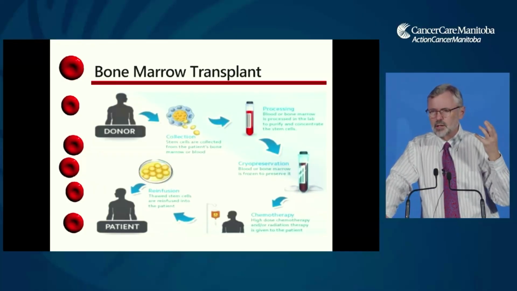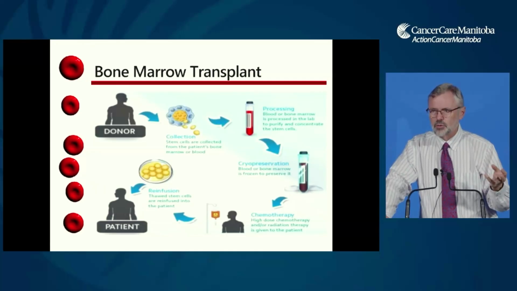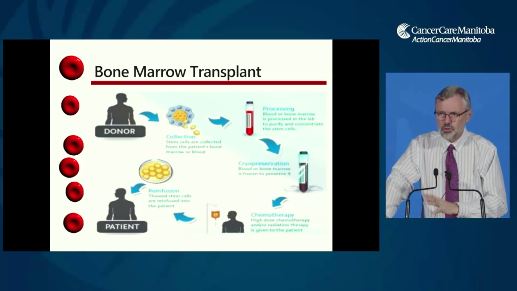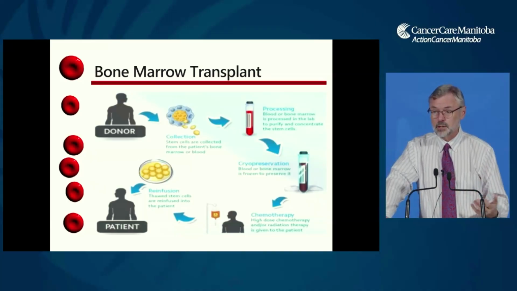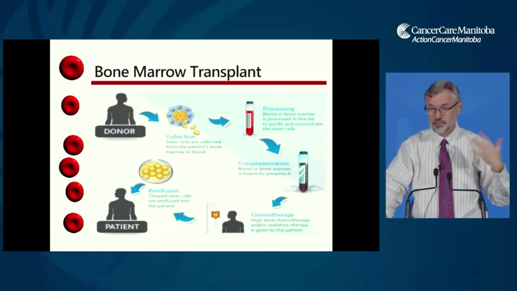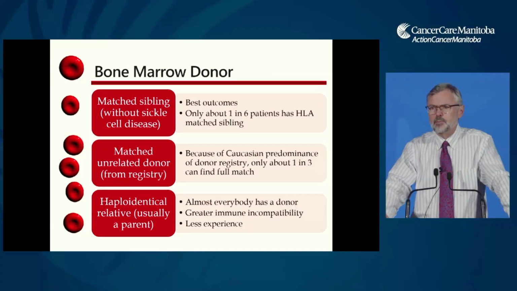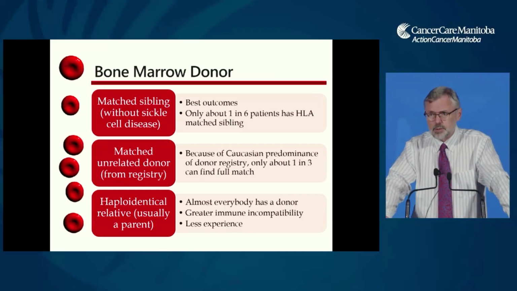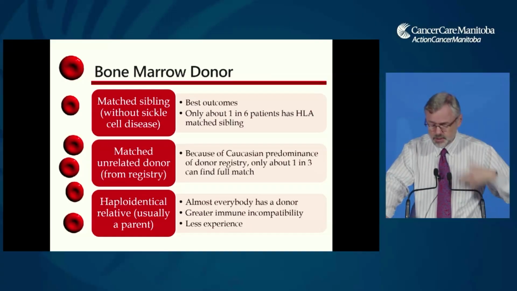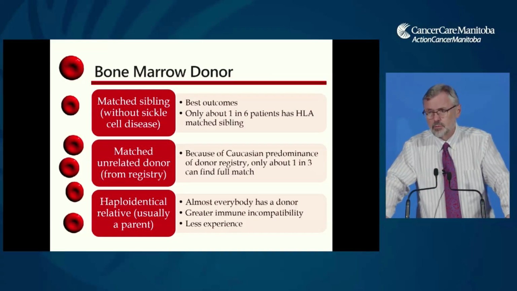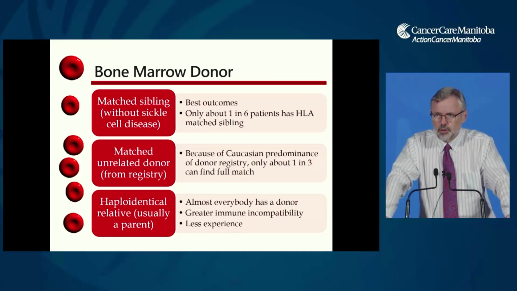So you collect the marrow stem cells from the donor, you isolate them, you store them. In the meantime, you are giving your patient chemotherapy to clear out the bone marrow. Then you infuse the donor cells, and then, not shown on the cartoon, you have to give immune suppression. So there's a lot of variables in bone marrow transplantation, and it's very complicated, and getting it just right is a process that takes a lot of refinement.